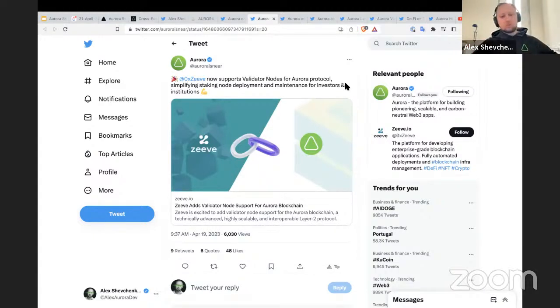Reminding everyone that RPC nodes of Aurora are completely open source. You are able to find them on Aurora GitHub, which is located at github.com/aurora-is-near. The repositories are completely open source without any permissive licenses like GPL.